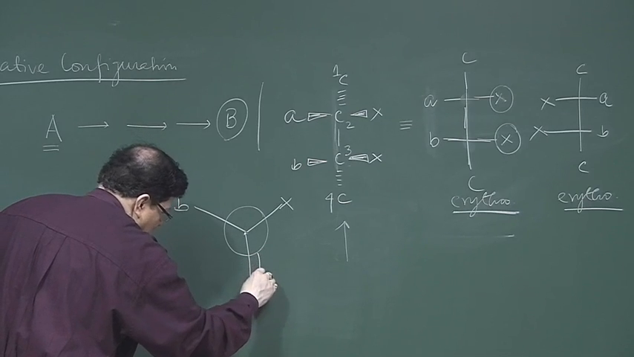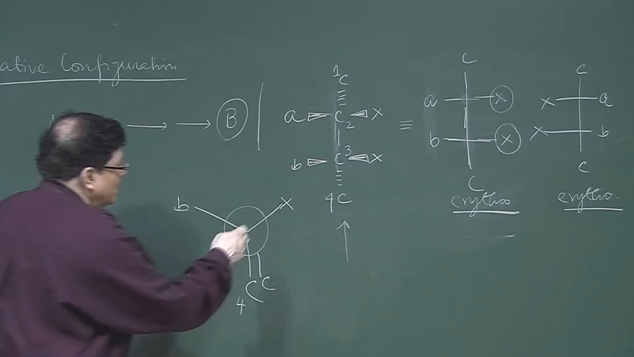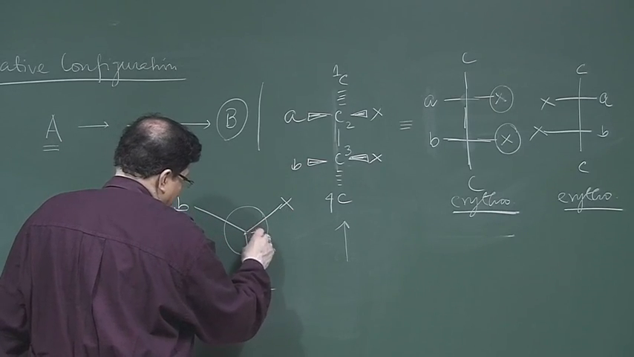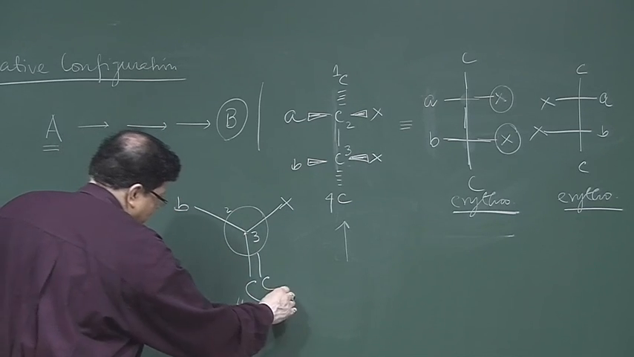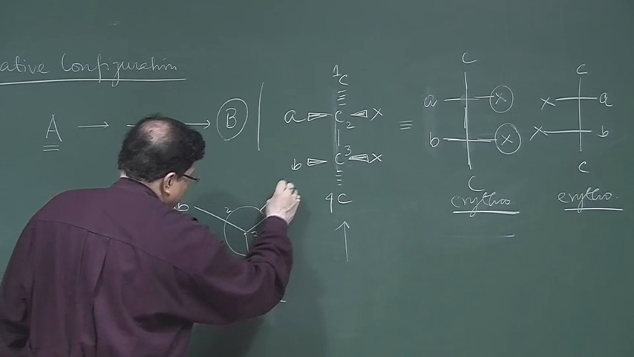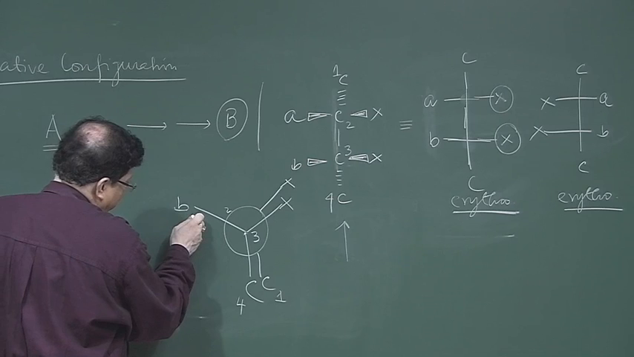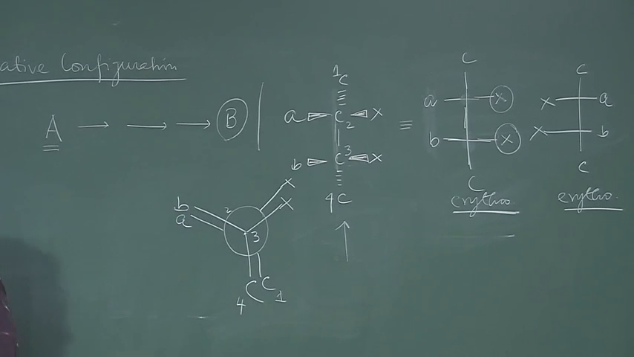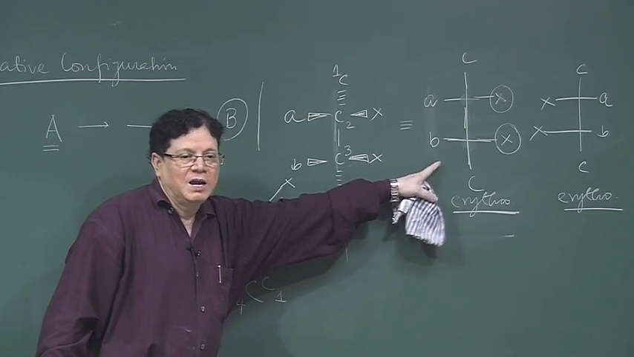So, C1 carbon is actually eclipsed by the C4 carbon, and the X at C3, this is the C3 carbon, this is the C2 carbon, the back carbon, and this is the number 1 carbon. So, the other X is here, and this is now the A. So, this is the correct Newman projection formula of this molecule, starting from this Fischer erythro molecule.